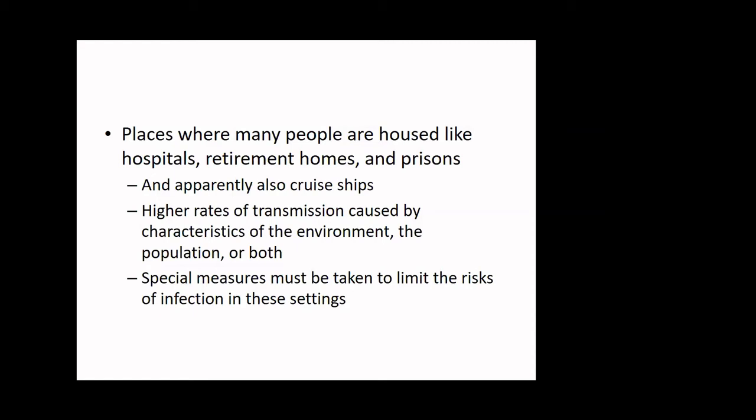Nursing homes are especially vulnerable because the population of people living in those nursing homes are vulnerable in general, right? They're there because they're aging or ailing and cannot take care of themselves. So in those locations, special measures have to be taken to limit the risks of infection.